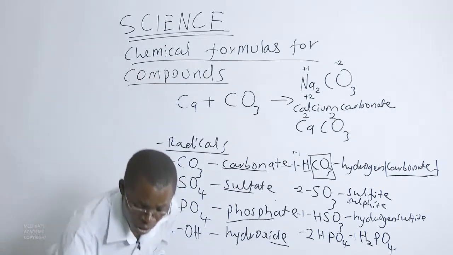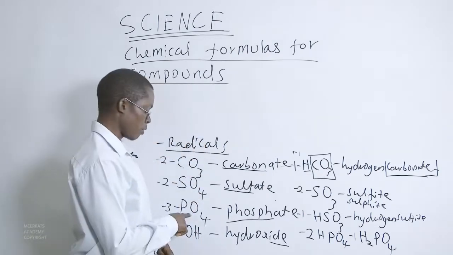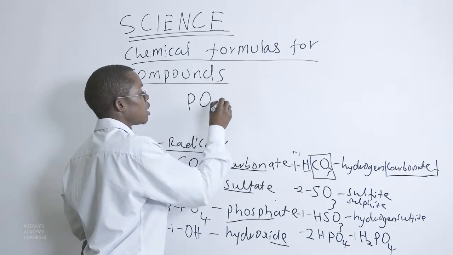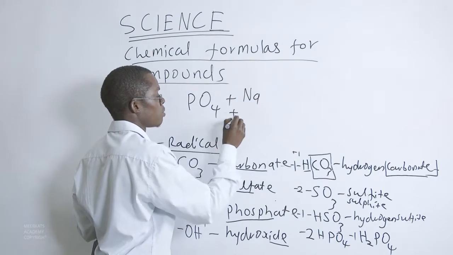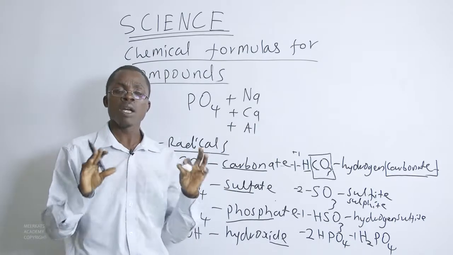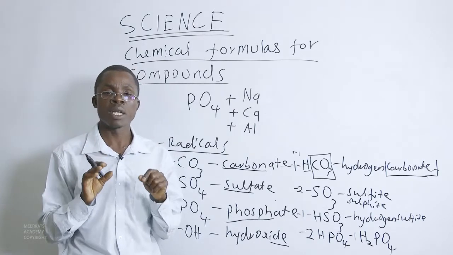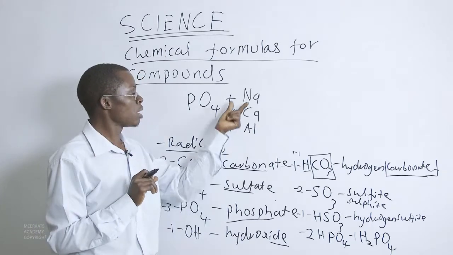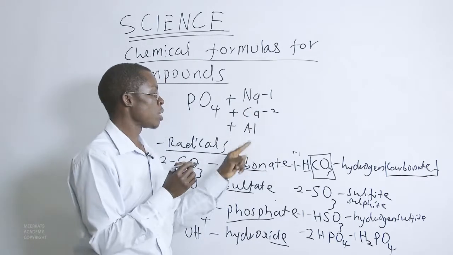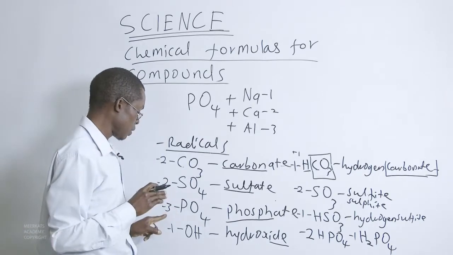Maybe let's use another radical that will shed more light on the formula, and that is phosphate. Let's use phosphate as a radical. We have a phosphate that is reacting with the sodium, reacting with the calcium, and reacting with the aluminium. As I've said, all elements, or groups of atoms, what we are calling radicals, have their combining power. And the combining power for sodium is 1. Combining power of calcium is 2. Combining power of aluminium is 3. Combining power of phosphate as a radical is 3.